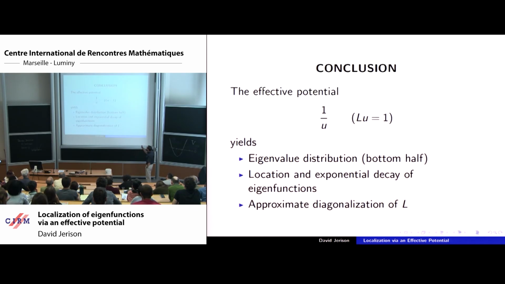Okay, so just to review, we introduced this beautiful effective potential. What we really know numerically, and we wish we knew theoretically, is that the eigenvalue distribution of the bottom half is well predicted by it, that the localization, the exponential decay, just follows from reading off this, and that one gets an approximate diagonalization of the operator from that.